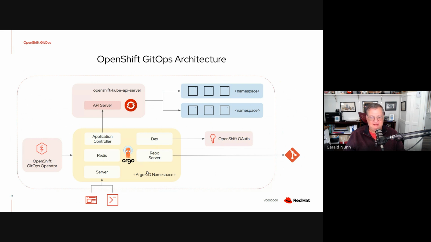The first one really is the repo server. This pod is responsible for interacting with your Git repositories. It is what goes out and fetches your manifests, builds the manifest using Helm or Kustomize, and then makes that available to the application controller, which is this one here, which then interacts with the API server to deploy those manifests onto the cluster as needed.